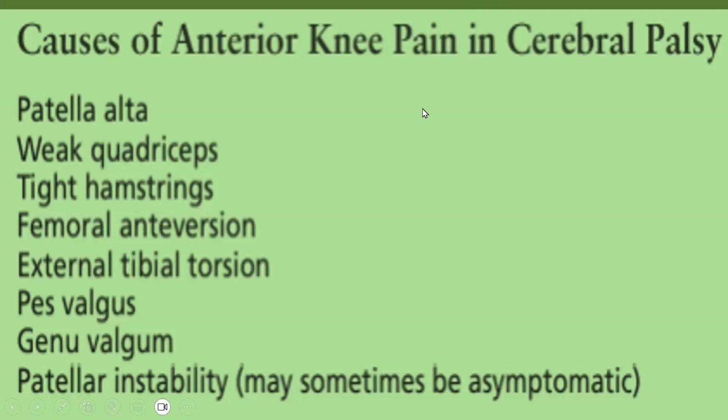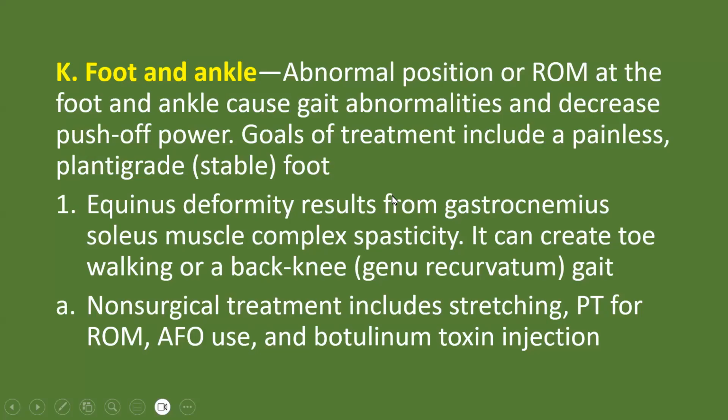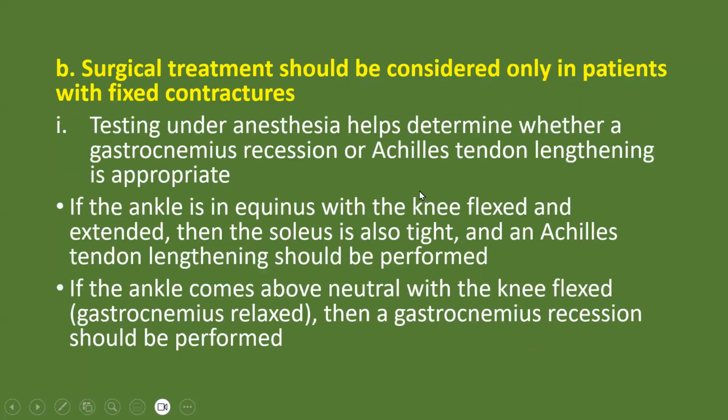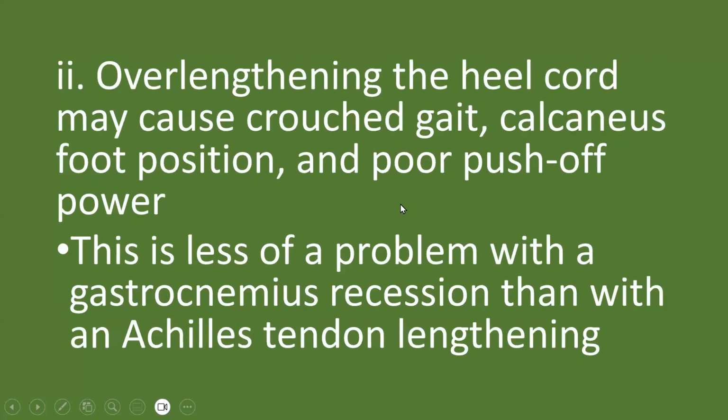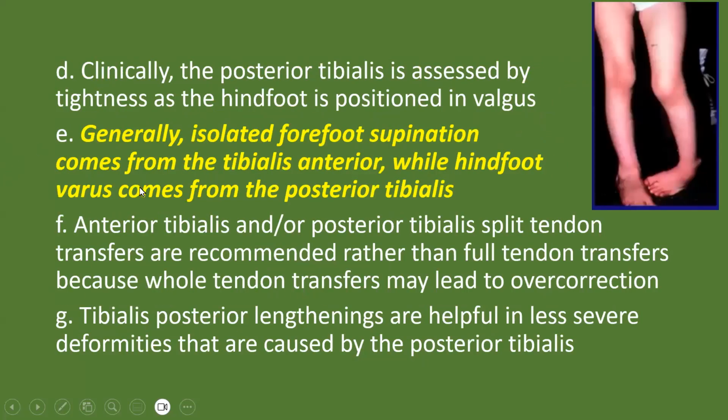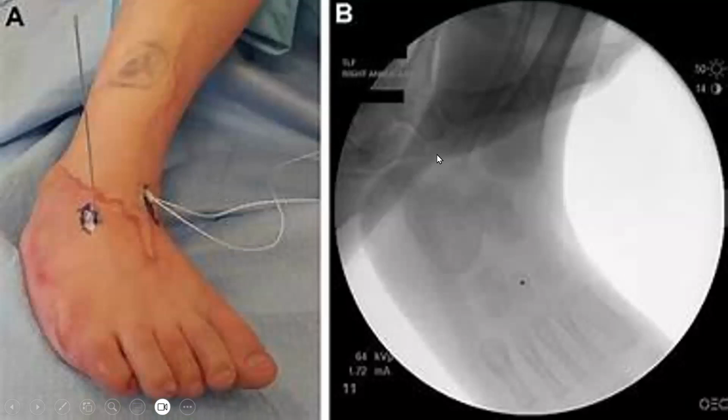You have to also rule out anterior knee pain in cerebral palsy. And we found that this is associated with patella alta, weaker quadriceps, tight hamstrings, femoral anteversion, external tibial torsion, according to the whole list. Anyway, I'm going to get this out of the way. These are the various tendon procedures. You have to review each procedure by itself, but you have to choose the proper indications.